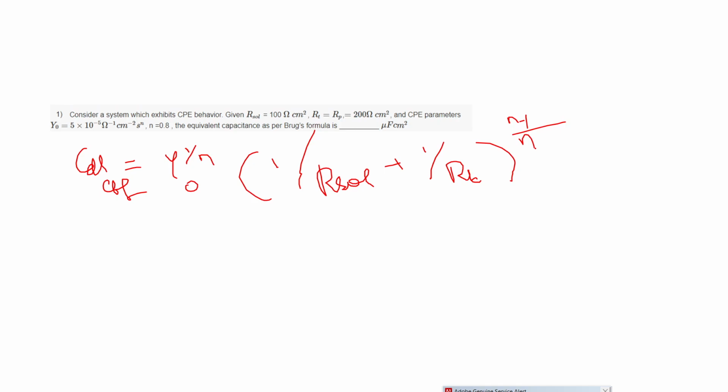Double layer capacitance and this equivalent capacitance, are both the same? Sorry, I didn't get you. Which one? Double layer capacitance or equivalent capacitance, both are same, corresponding to CPE behavior. I'm trying to correlate.